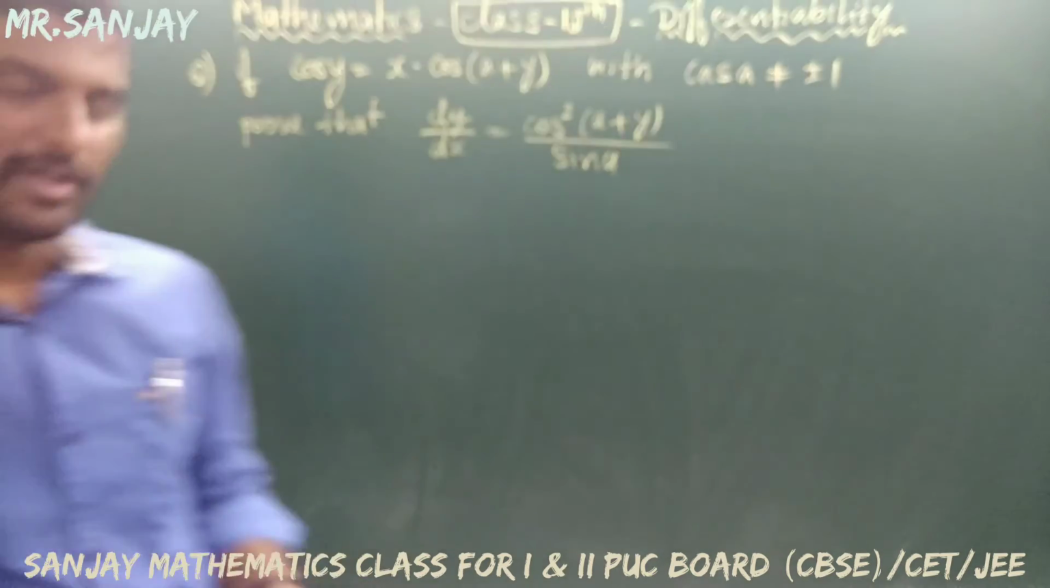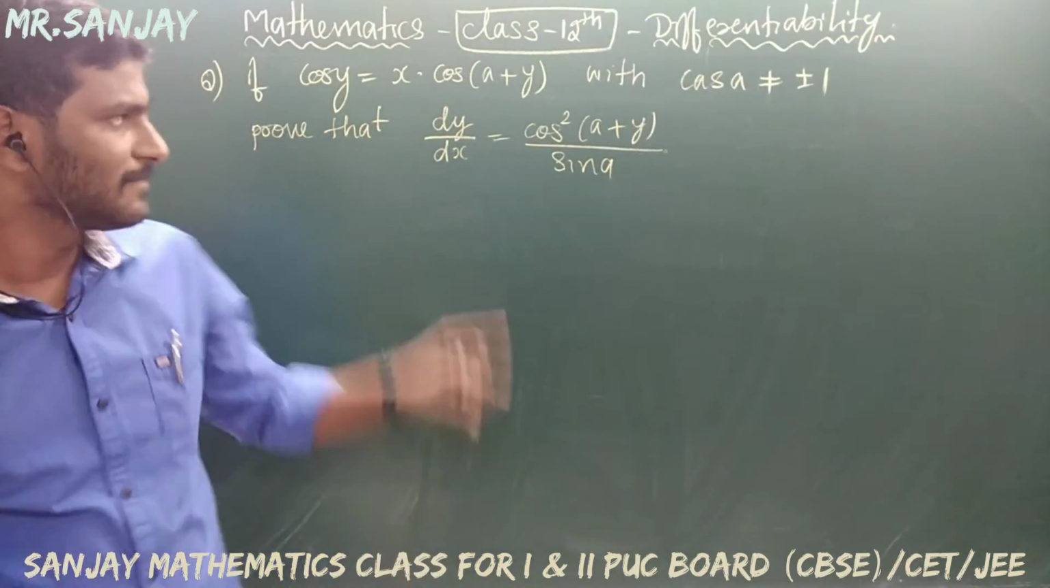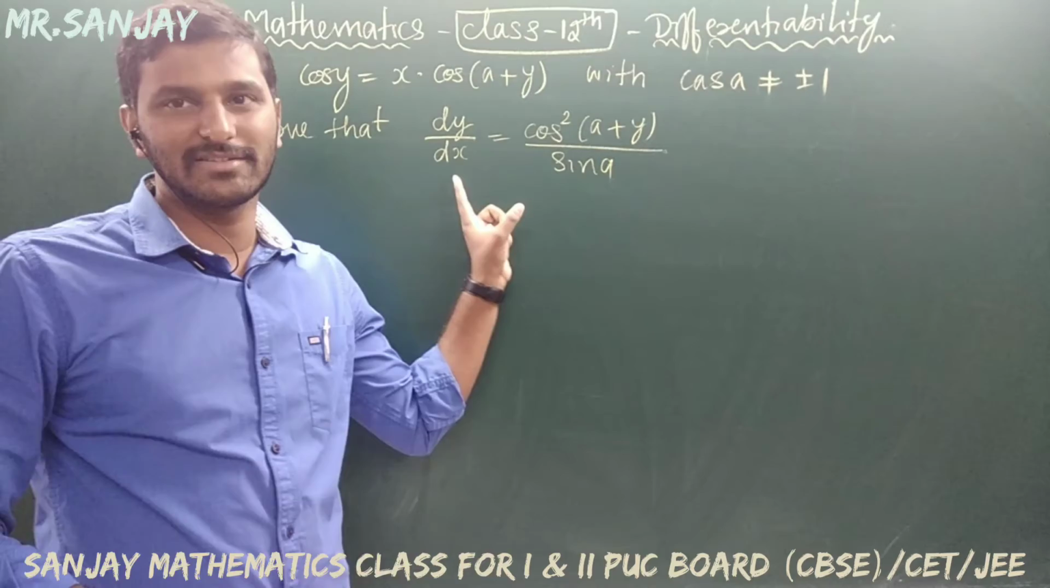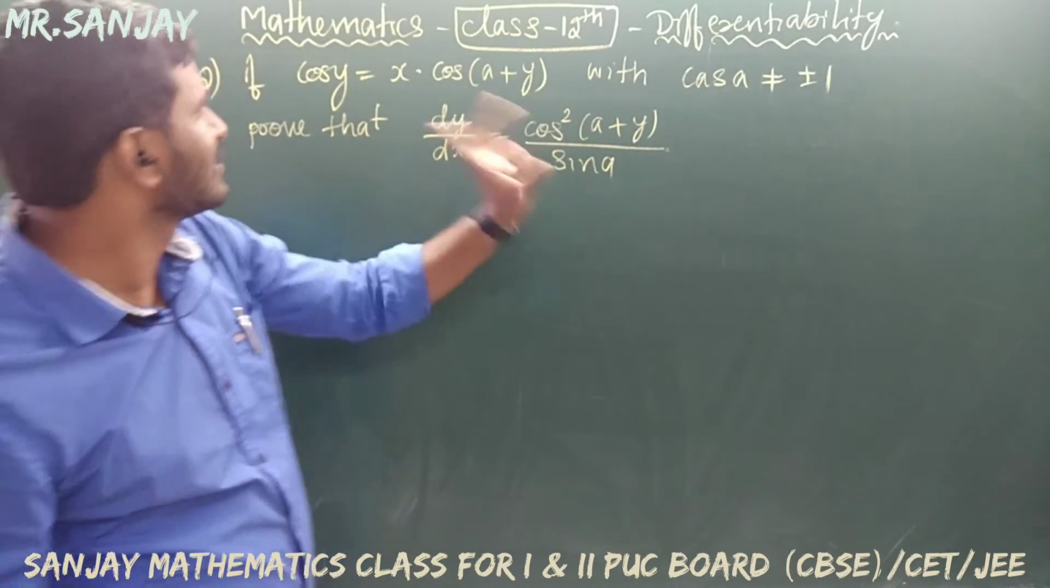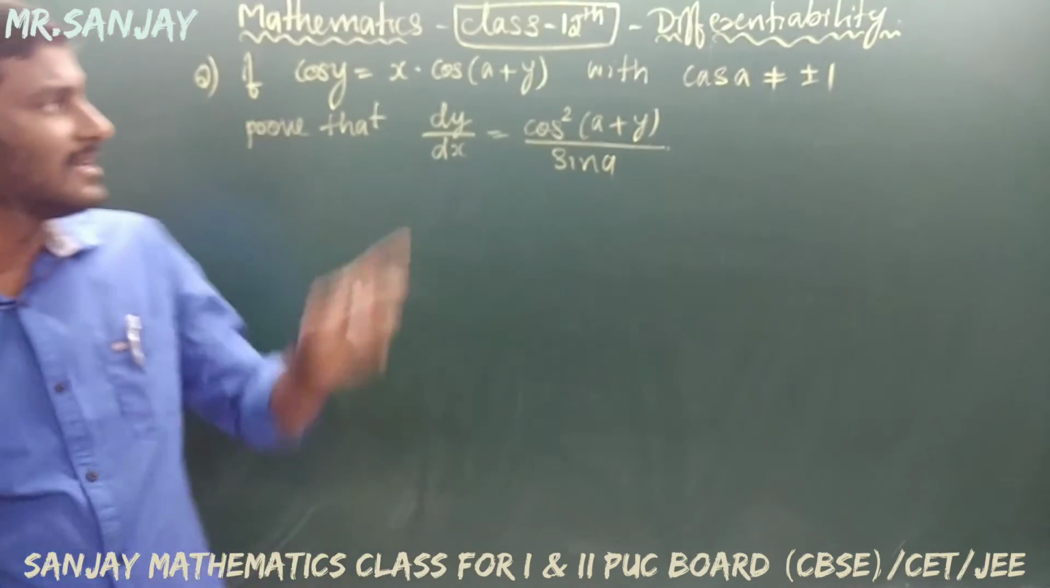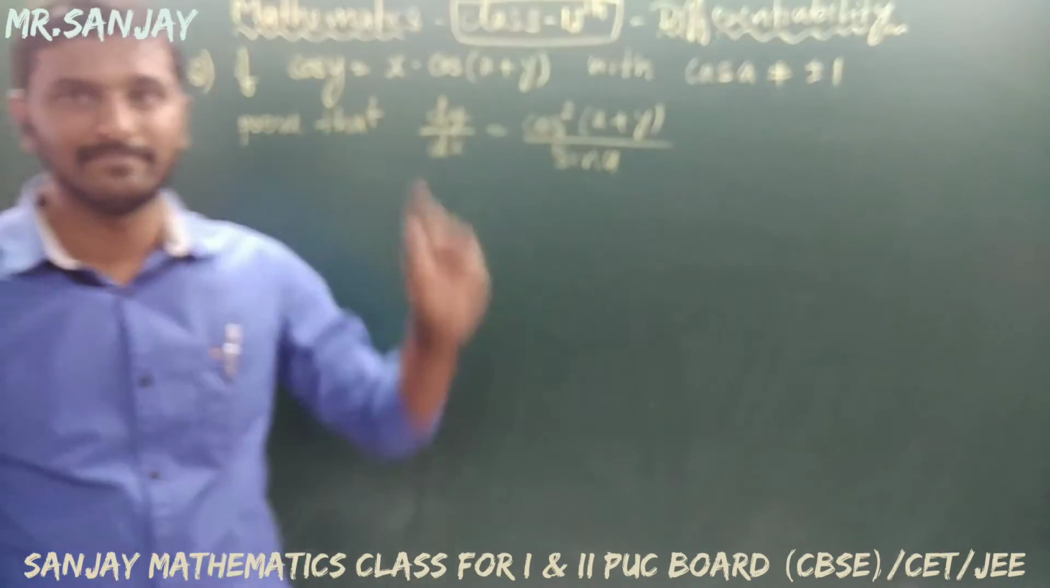I will give you 2 minutes time. You just try this question. Just you have to find the dy by dx. Don't differentiate twice. So they are asking to prove dy by dx is equal to this one. And even we can't separate the y variable here. Correct?